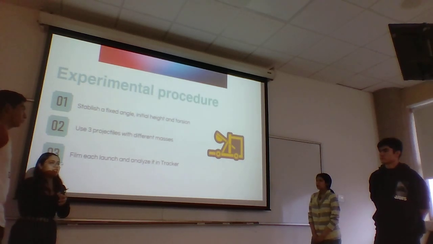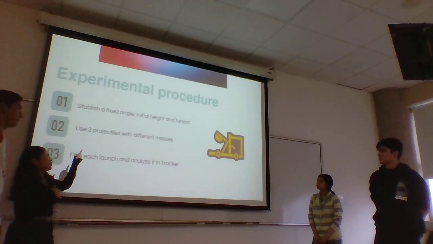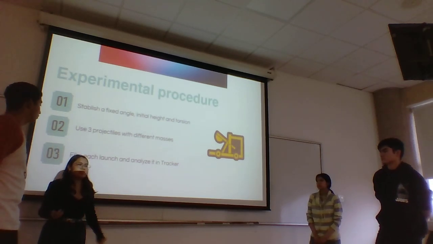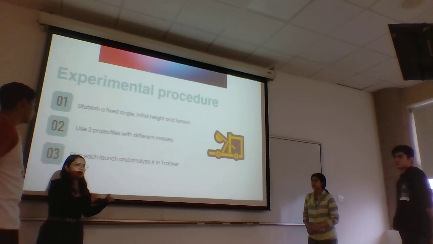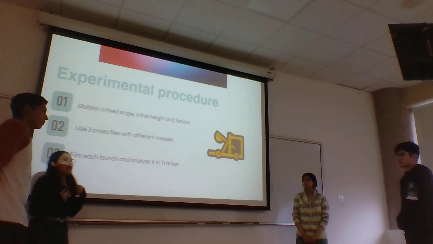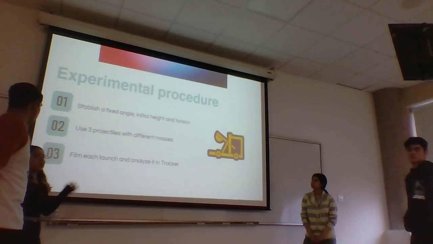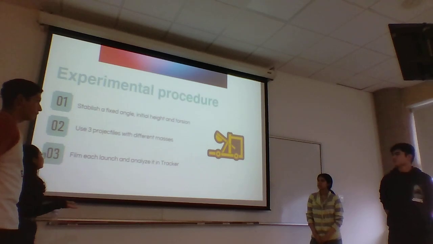So we made sure that the building of our catapult would ensure that it was always at the same angle, and also at the initial height. And we ensured that the torsion was always the same by turning the pieces of wood that would create the torsion the same number of times in all of the launches. This way, we would ensure that the force that was throwing the projectile was always the same, and therefore the initial speed was always the same still.